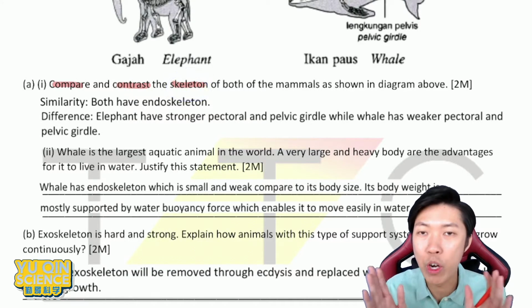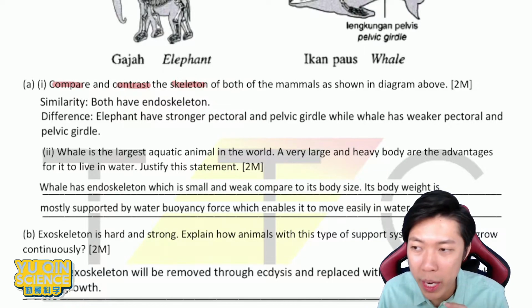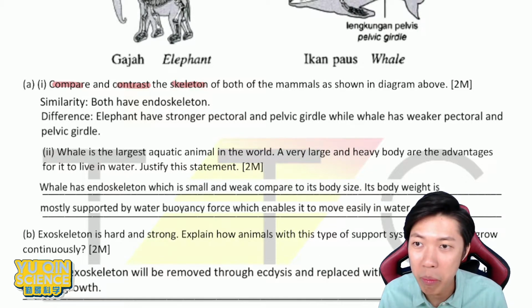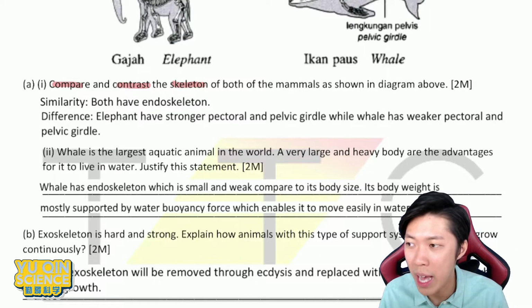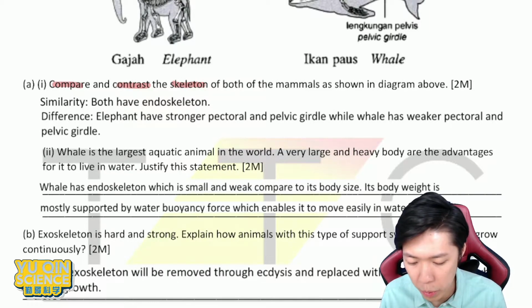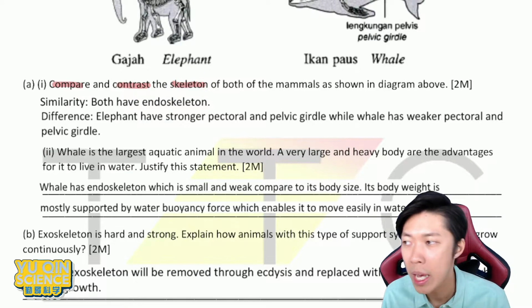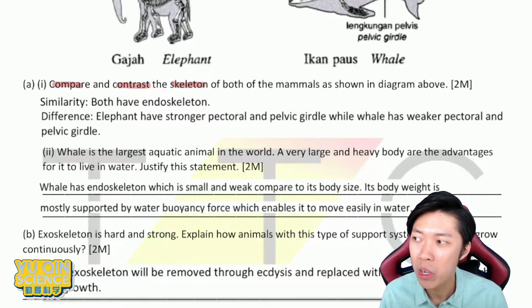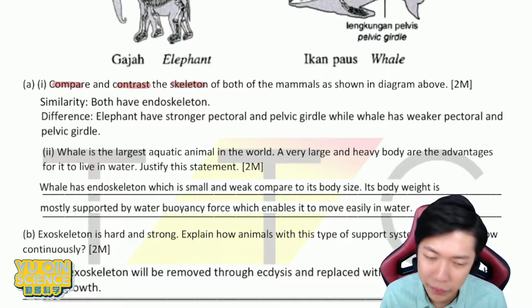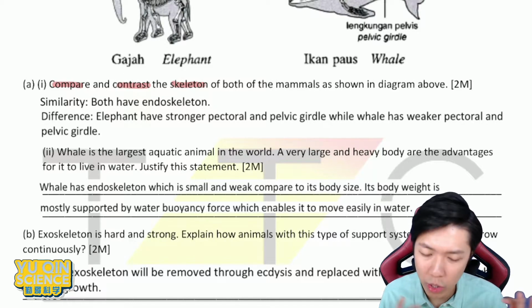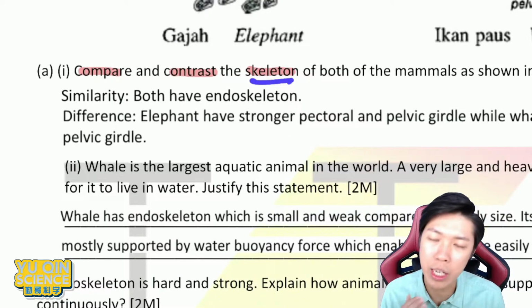So don't write out of context. A lot of people like to write things outside of skeleton, like comparing their body size or different parts of the body. No, we are comparing purely based on their skeleton. That means your answer must mention skeleton. You cannot say things like, elephant lives on land, whale lives in water. Make sure your answer is accurate.